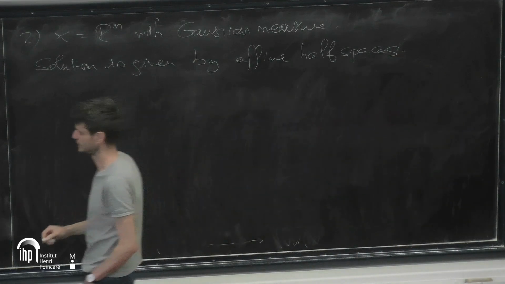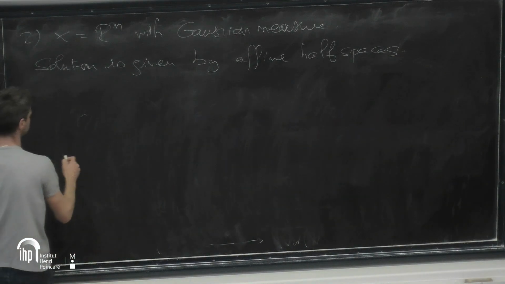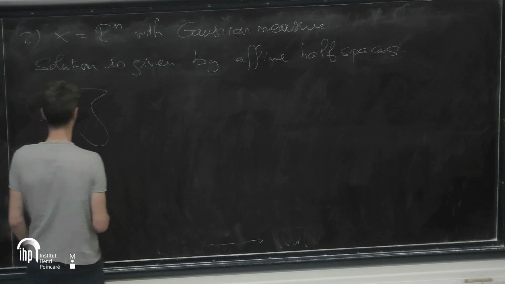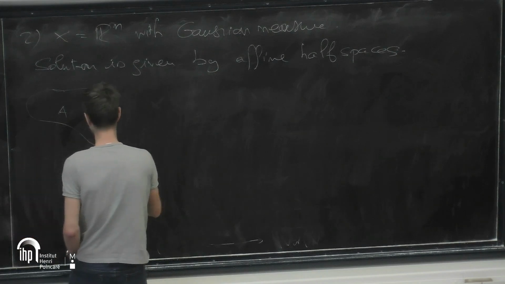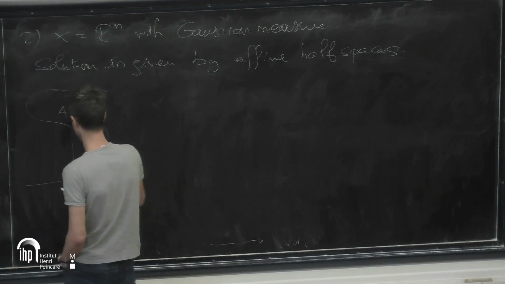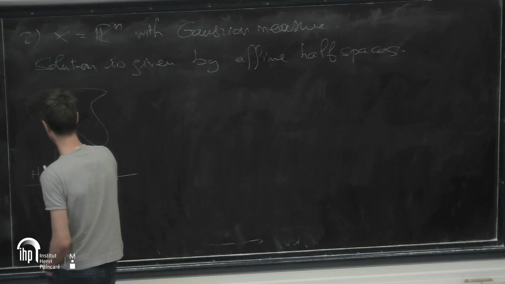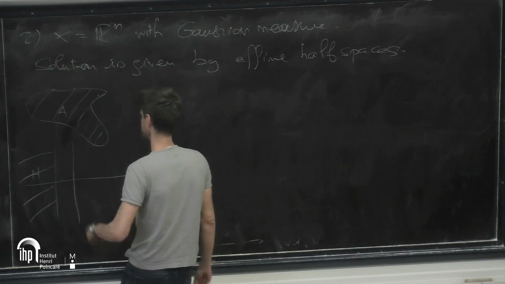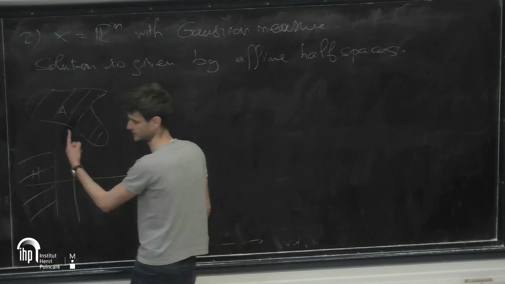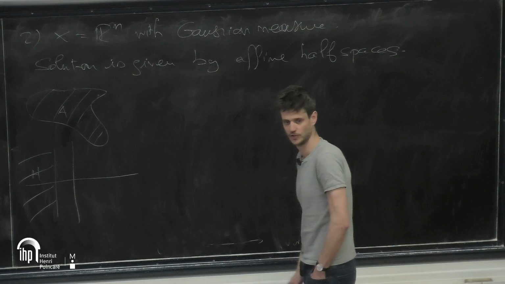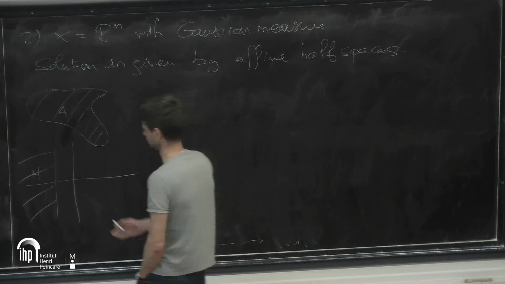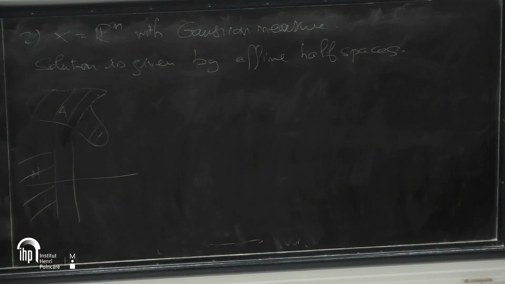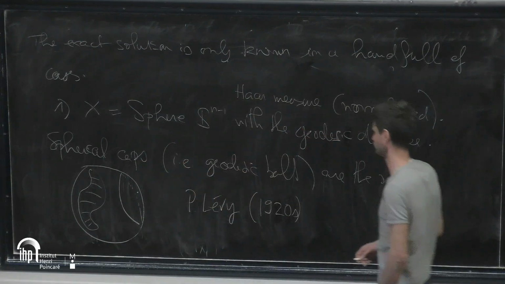So again, maybe let me state explicitly. So if this is a set in R2, and if it has the same measure as some half space H, then the perimeter of A will be larger than that of H. Okay? So for the perimeter of H, you have an explicit formula. Well, here also you have an explicit formula, but somehow I don't remember it.